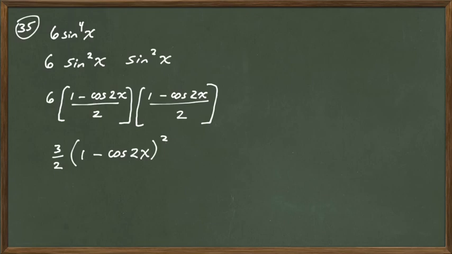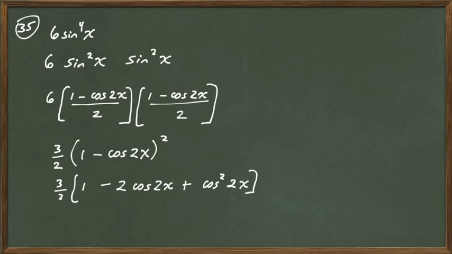So how do you square this binomial? Square the first, twice the product, and square the last, right? So would that be cosine squared of 2x? 3/2, 1 minus 2 cosine 2x, plus, do we have a rule for this one? For cosine squared, it's almost the same as the sine squared, but it has a plus.